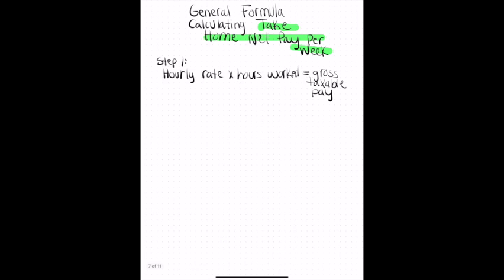So with that, this is the general formula that I like to use to calculate take-home net pay per week. So on a weekly basis. Step 1 is to find your hourly rate and calculate that by the hours worked. So for example, if you're going to be making $30 an hour and you're going to be working 36 hours, that will be, let me calculate that out because I can't do math in my head, $1,080.